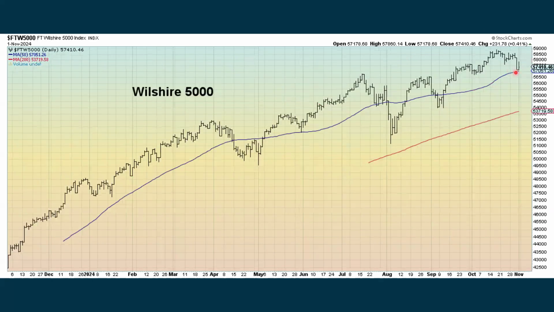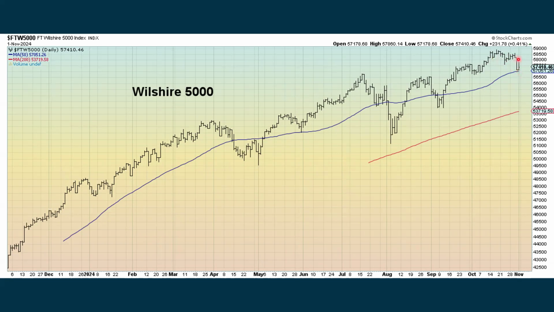The Wilshire also coming down and testing its 50-day moving average. So we're going to be watching a lot of different indexes to see if the 50-day moving average holds. If we break below that, especially with the S&P, that's going to turn the intermediate term trend to negative.